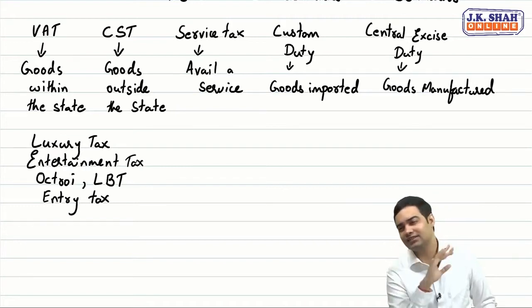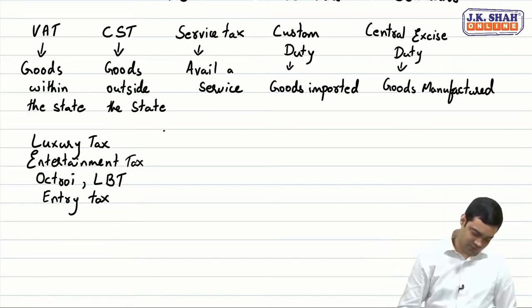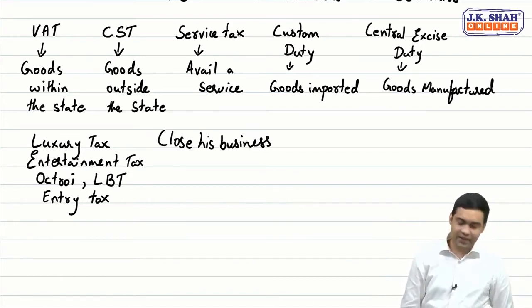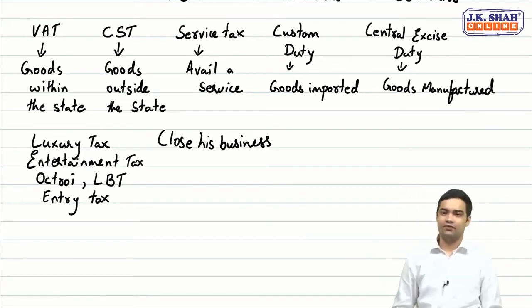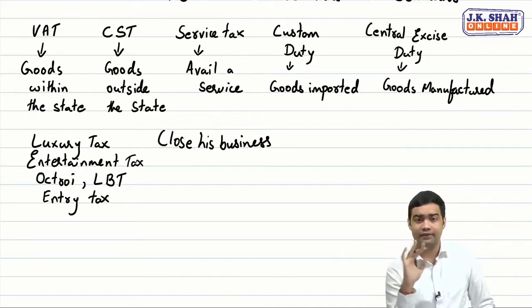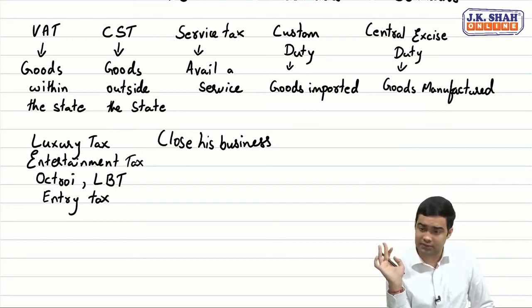And after seeing all these taxes, Mr. A decided to close his business. With so many taxes, his life was very difficult because managing all these taxes was becoming a big challenge to Mr. A, and therefore he decided to close his business.